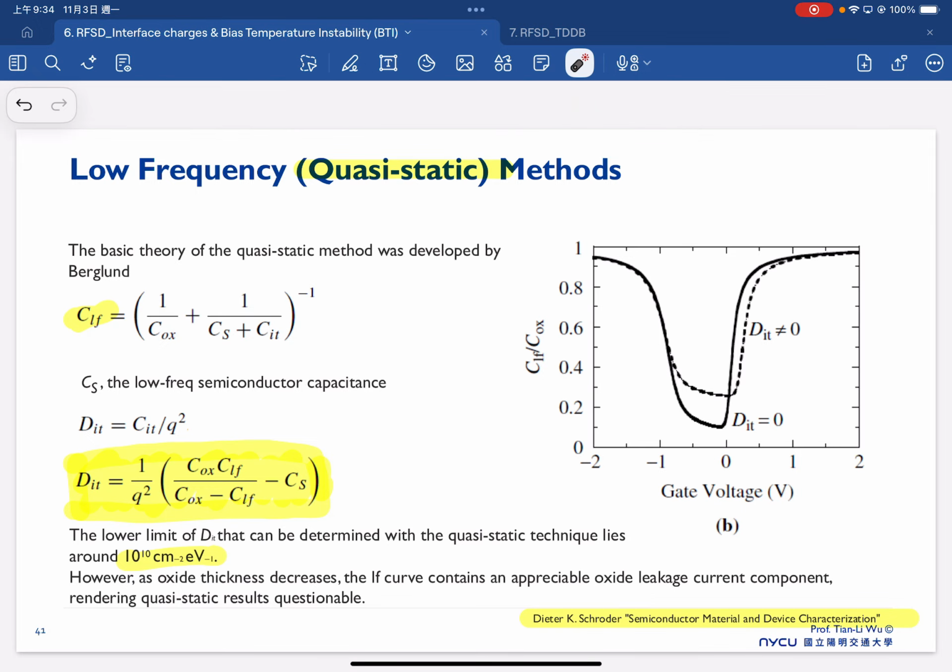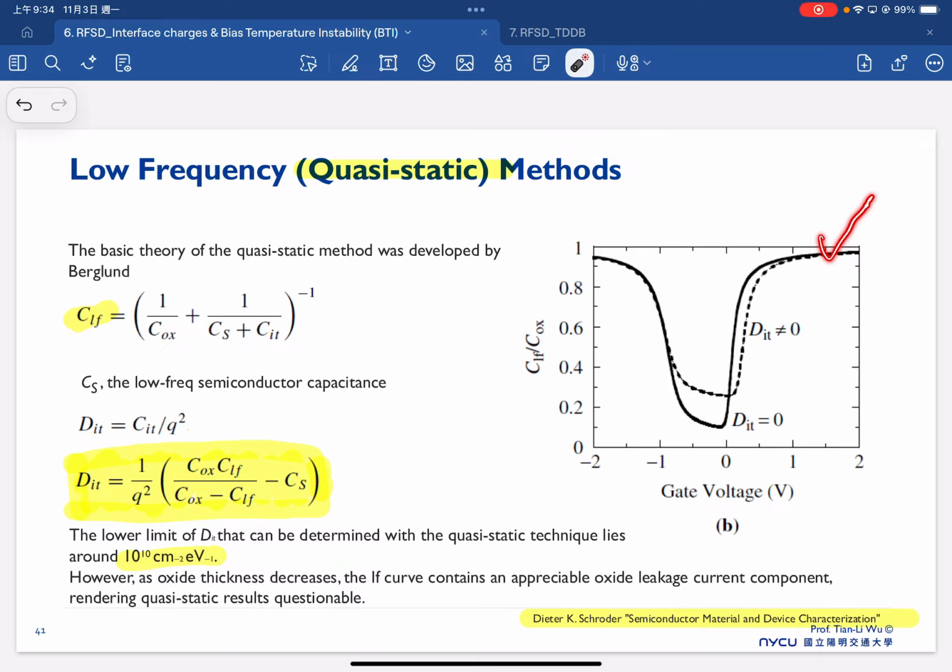However, as the oxide thickness decreases, if the curve contains a certain oxide leakage current component, and we still use a quasi-static method, that could pose some question if we are trying to measure the DIT in a leaky dielectric. So that's one of the issues for this quasi-static method. This is what we already showed last time.